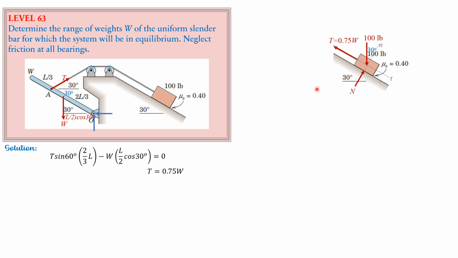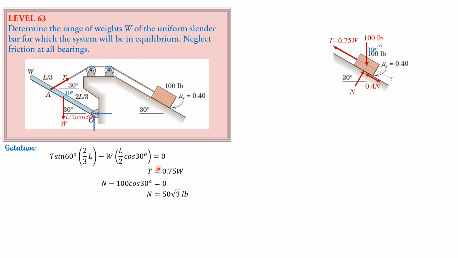So that's 30 degrees. Then friction 0.4 of N, which is up or down, where 0.4 is the coefficient of static friction. So summation of forces normal equals 0. So N minus 100 cosine of 30 degrees equals 0. So that means the normal reaction is 50 square root of 3 pounds.